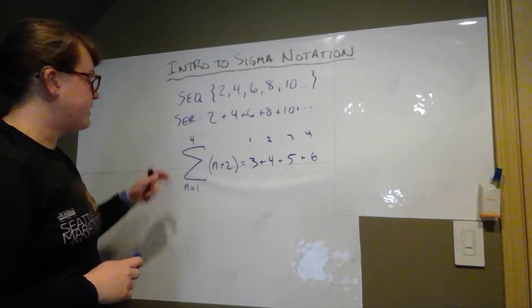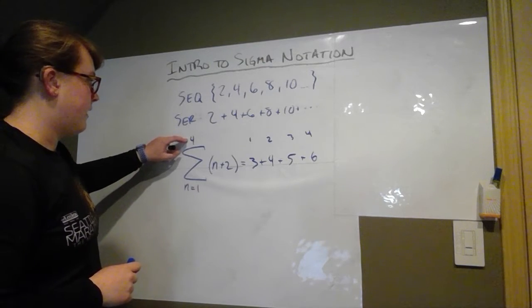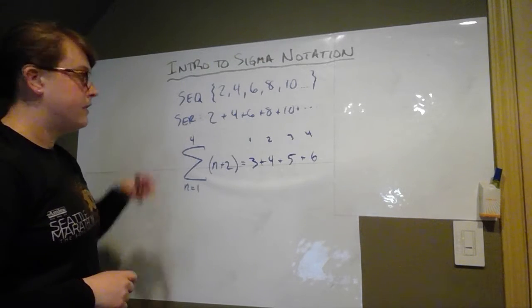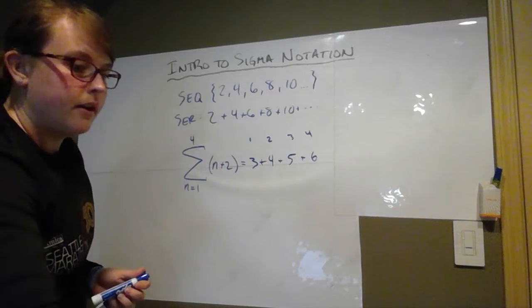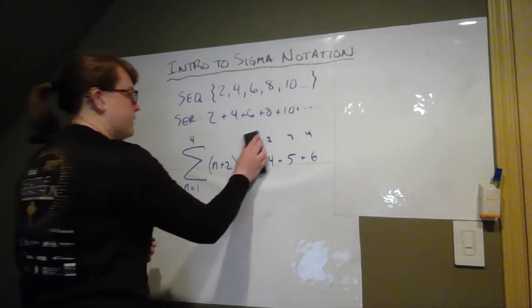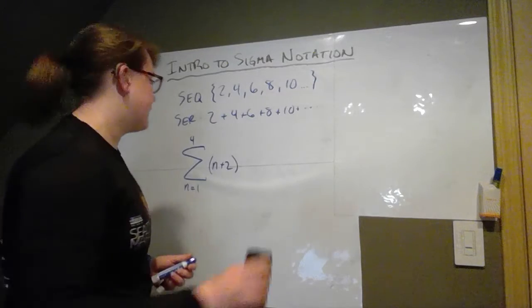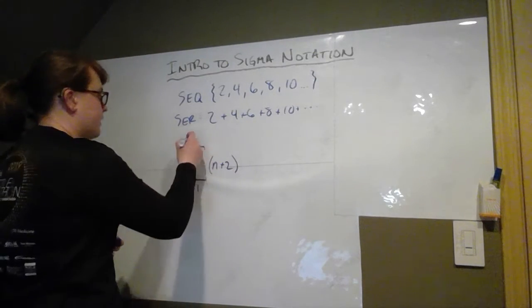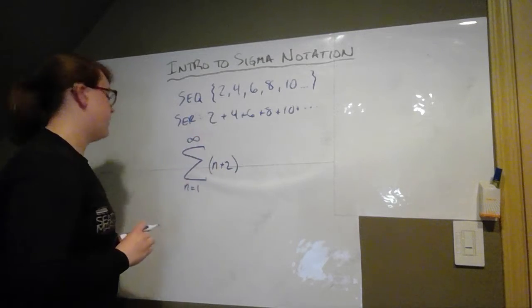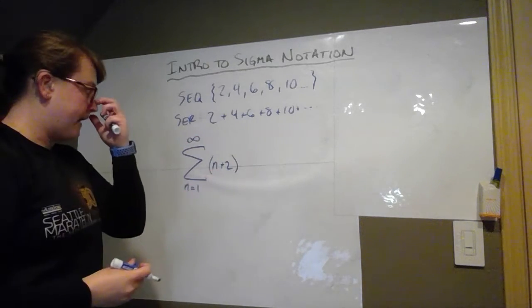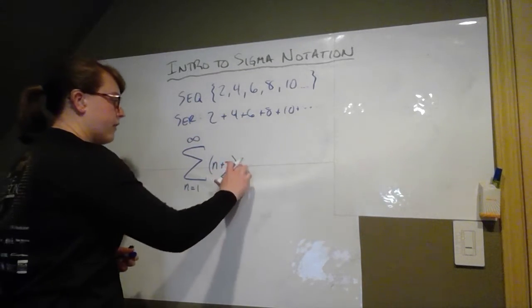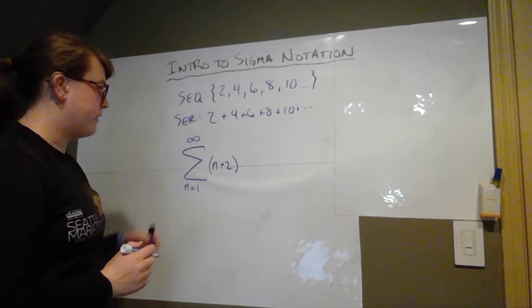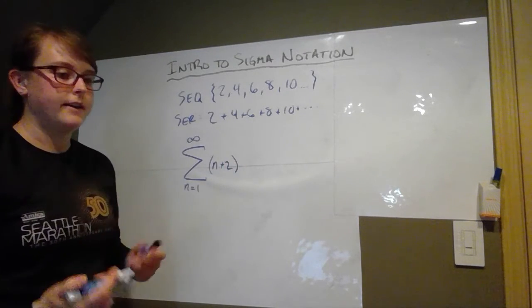This is a finite series because this number is a finite number. To know if it's an infinite series would be the same exact thing, except instead of a 4 up here, you would have the infinity symbol. That would tell you to continue adding up the terms forever and ever. Okay, so we have infinite and we have finite.